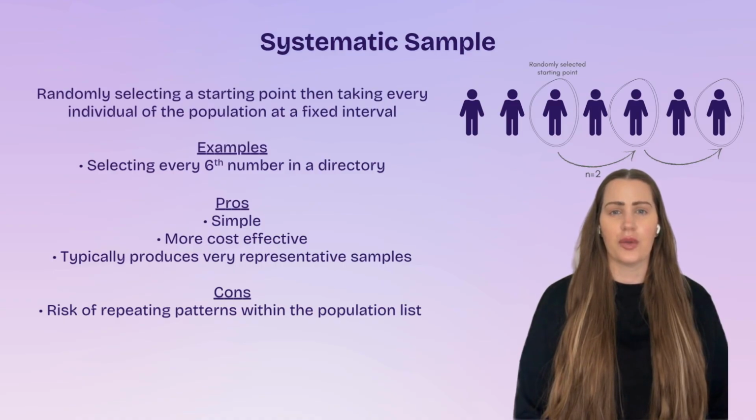If for some reason the population list contains a hidden pattern that researchers are unaware of, systematic sampling can introduce periodic bias, making the sample unrepresentative of the population. Additionally, after the initial starting point, selection is no longer completely random, leading to lower generalizability.